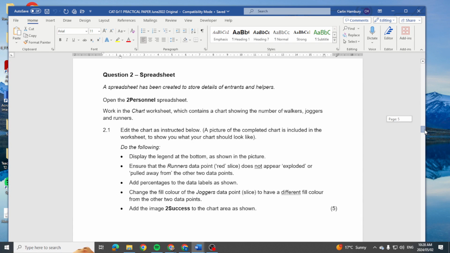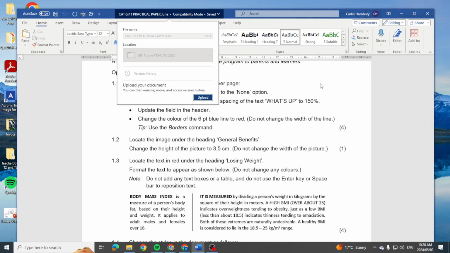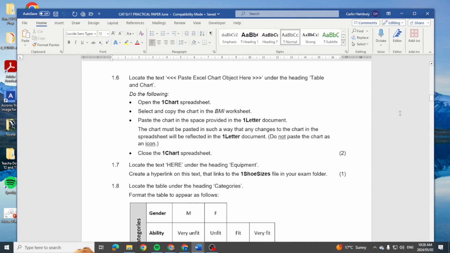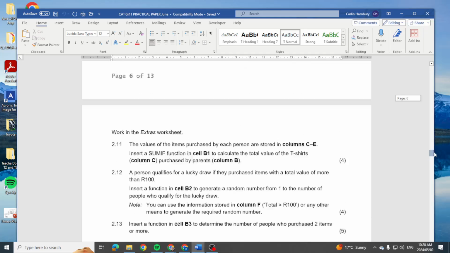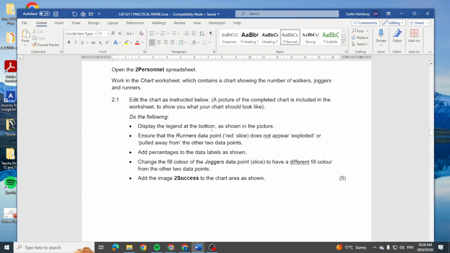Then in Excel, in fact, let me look at the other paper just so I can get Word out of the way. What did they do? No, just more or less the same things. Then let's go to question number 2. So you can see in this one, the first thing you had to do was edit a chart.